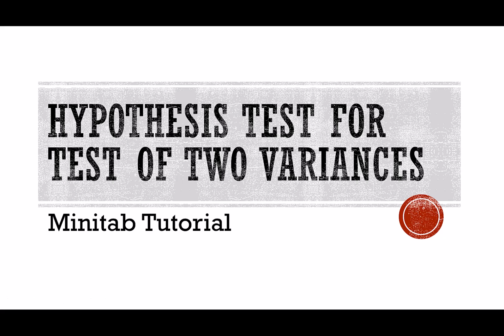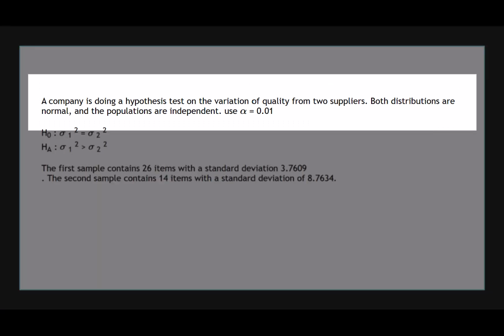Hi everybody, today we're going to do a hypothesis test for the test of two variances using Minitab. Our problem says a company is doing a hypothesis test on the variation of quality from two suppliers. Both distributions are normal and the populations are independent. We're going to use an alpha of 0.01.